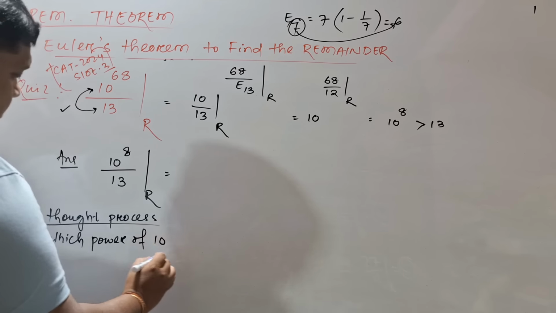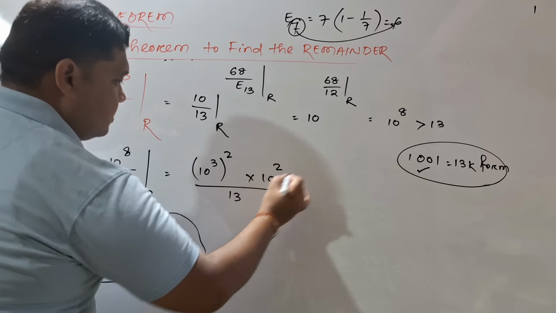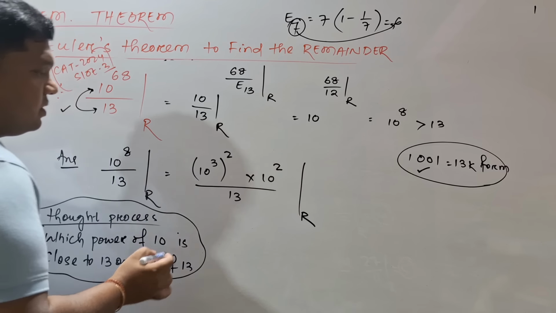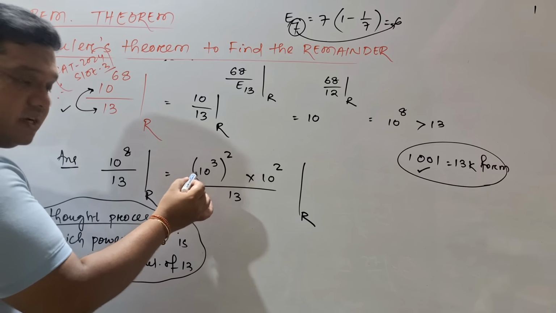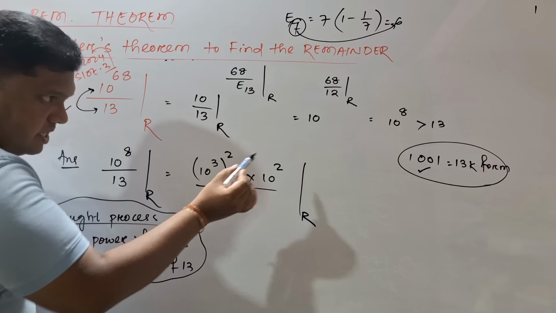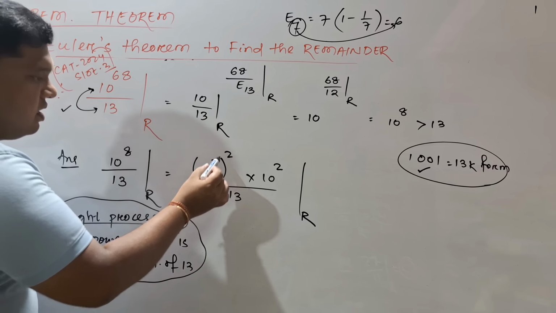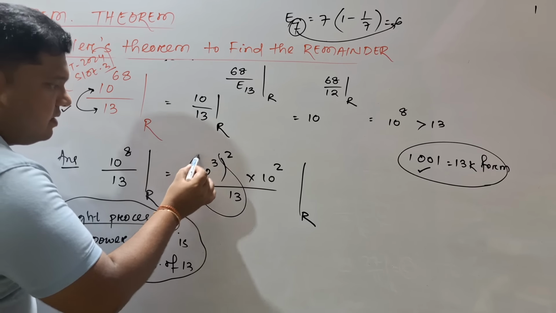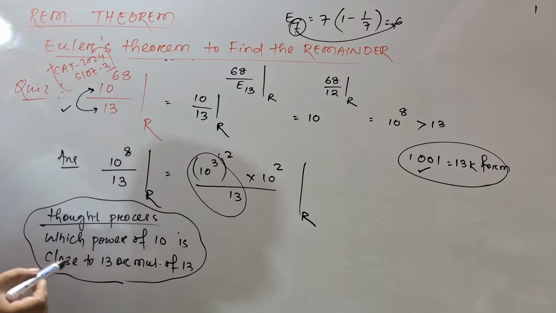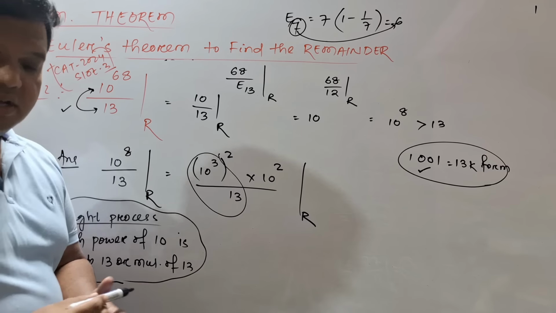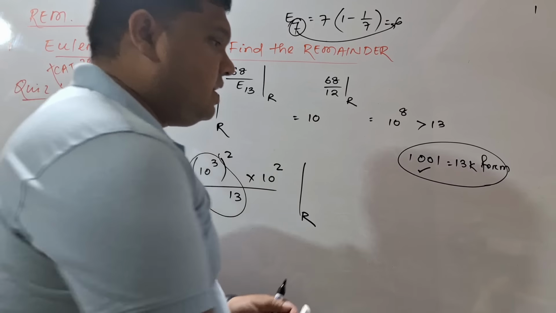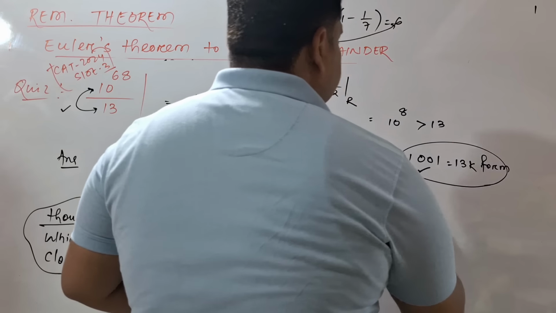Achha, if I write 10 cube, power is 2, 3 into 2, 6, into 10 square. Separately here I will write: when it is divided by 13, how to find the remainder? Now, this is what? This is 1000. A multiple of 13 you can say is 1001. Achha, if I divide, how much will I get? I will get -1. So, why -1? Remainder is negative. Here I apply the negative remainder concept.